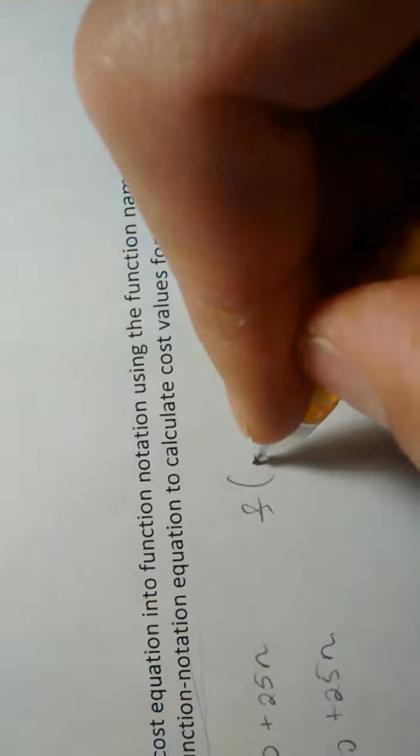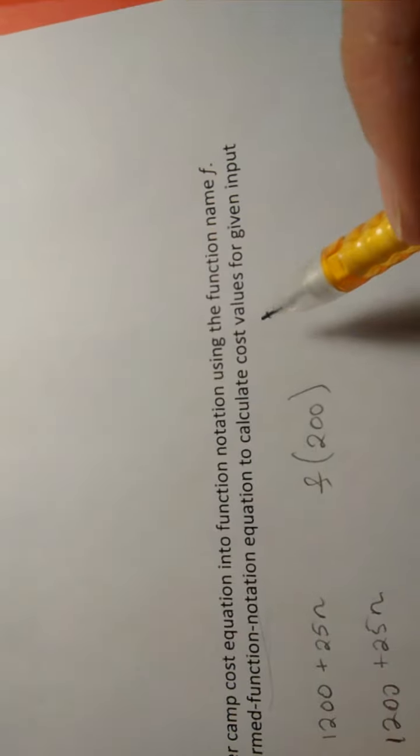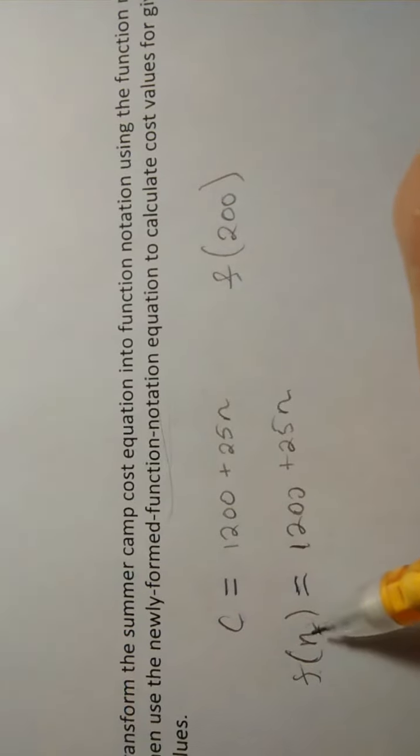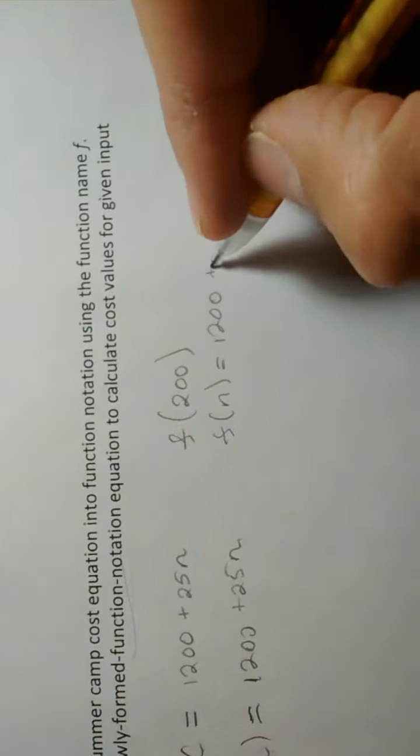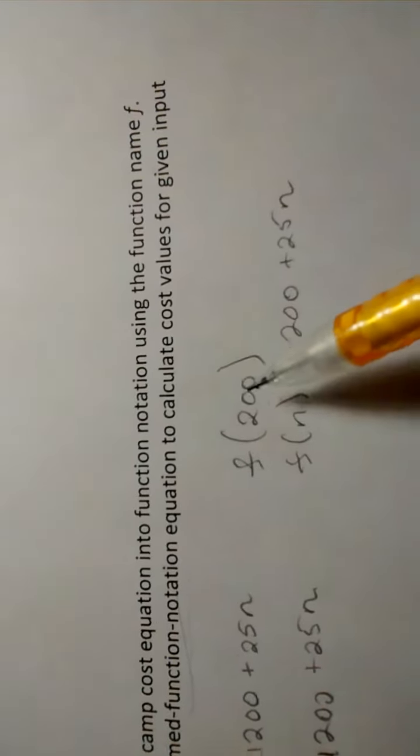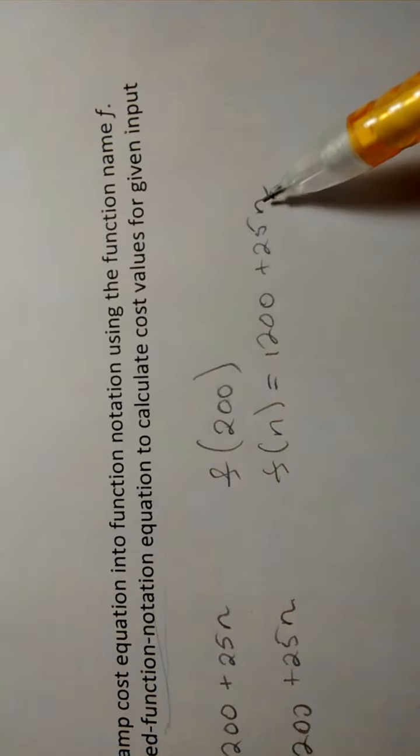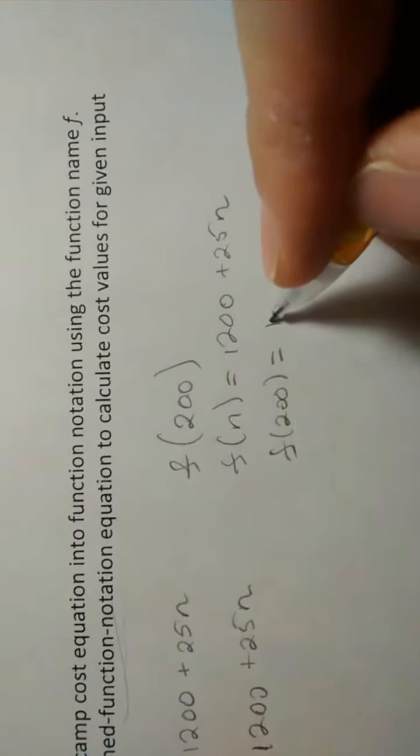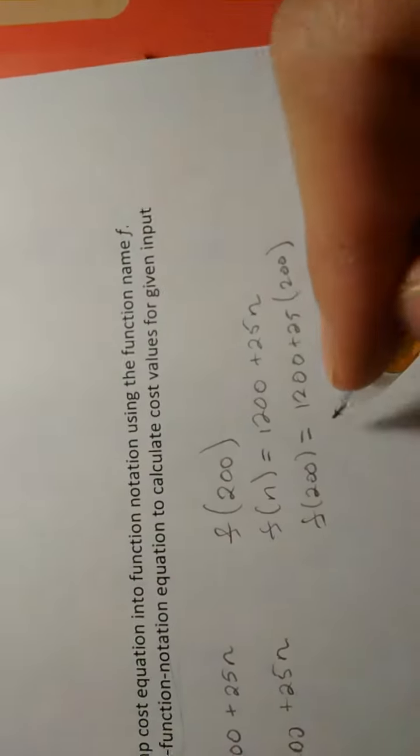So let me do one here. I'm just going to take one. Let's say f of 200. So this was part of our problem here. Let's calculate some costs. Well, f of 200 means replace the variable n with 200. So let me write this in our function notation. And so how would we go about calculating the cost for 200 campers? Well, you'd plug it in there, right, and then evaluate. So I'm just going to replace n there in the parentheses and then replace it over on the right side with 200 and evaluate.